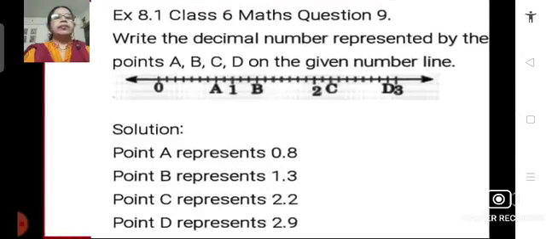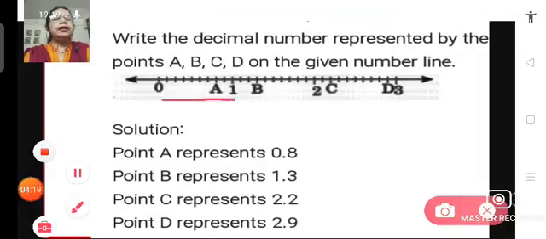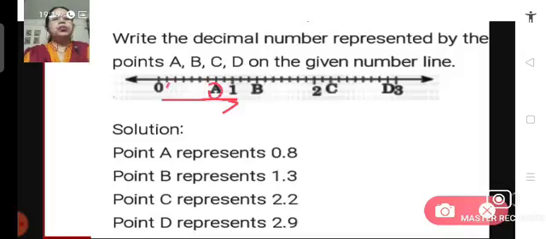Next question. Question number 9, exercise 8.1. Write the decimal number represented by the points A, B, C, D on the given number line. Here on this number line, the gap between 0 and 1 is divided into 10 equal parts, isn't it? So, A lies on the 8th part. Each part represents 1/10 and A represents 0.8.